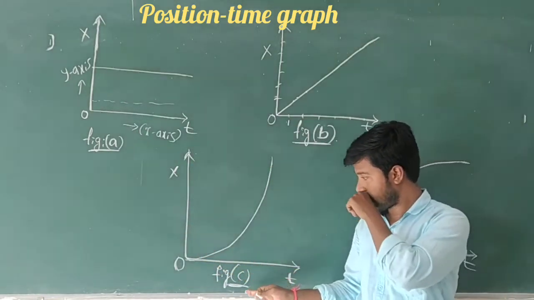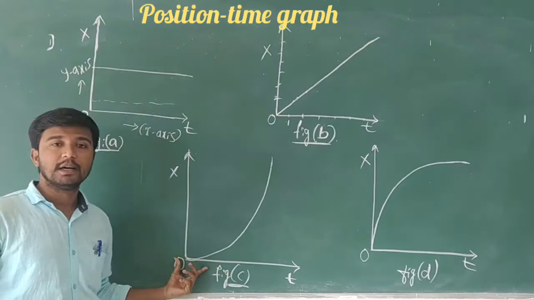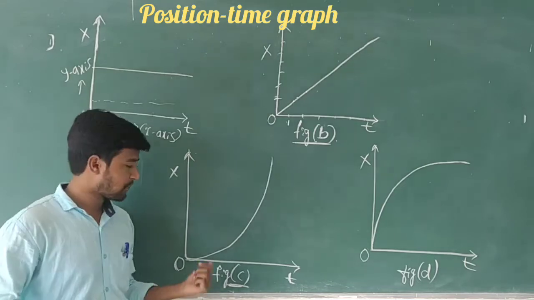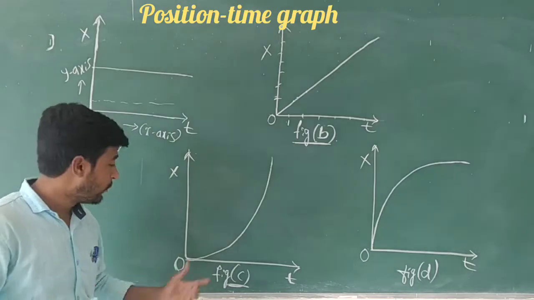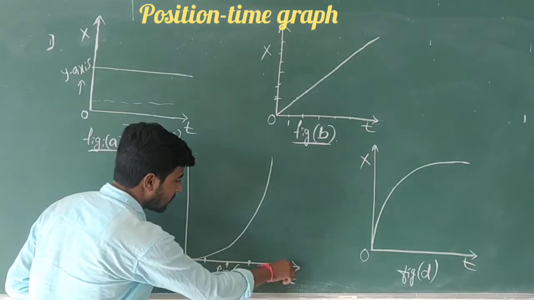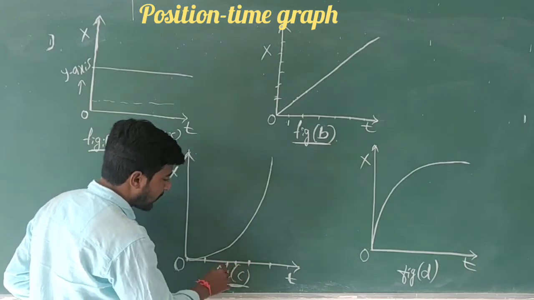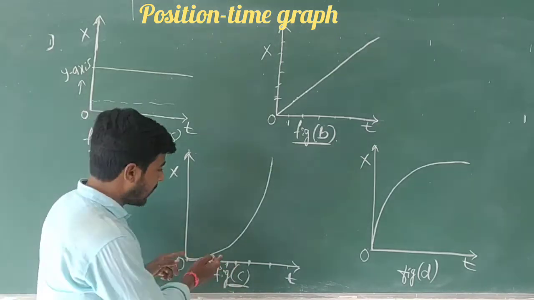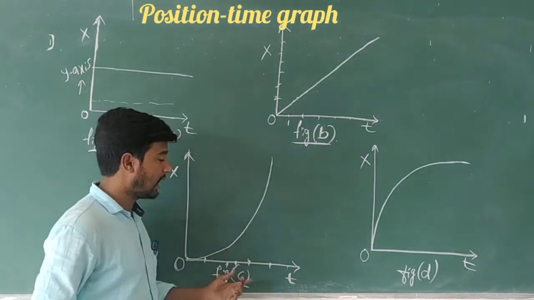That is figure C, the third case. In this third case, for an object moving with increasing velocity, for example at 0, 1 second, 2 second, 3 second, 4 second, 5 second, the velocity goes on increasing at every instant of time.